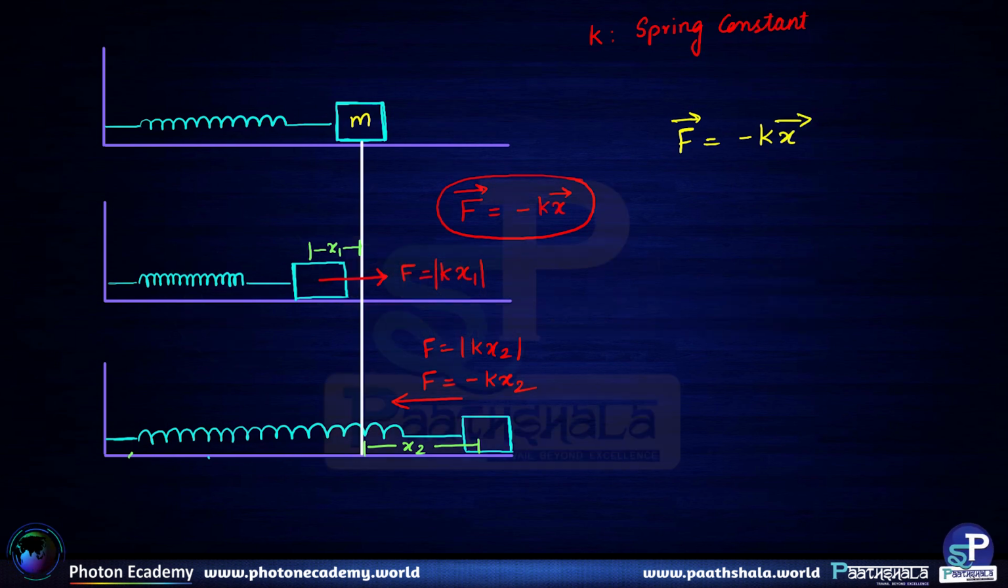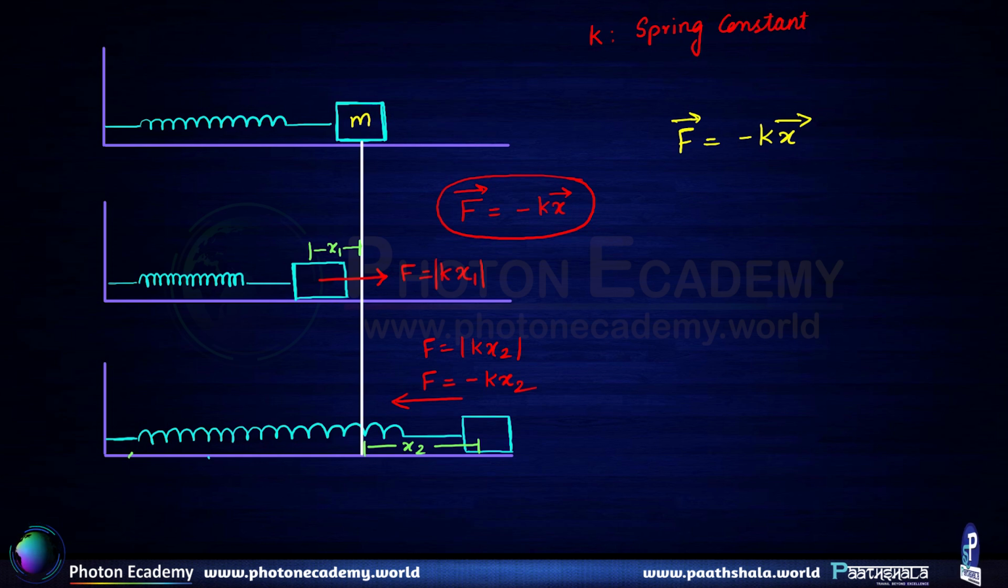It is worth mentioning at this point that the spring force is classified as a conservative force. This force is electromagnetic in nature. That means this force arises because of electromagnetic interaction between the atoms of the metal that constitutes the spring, and this is a conservative force in nature.